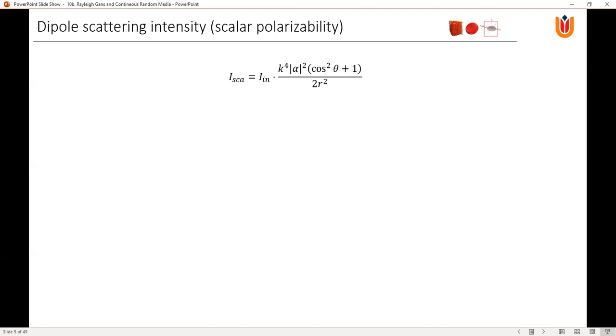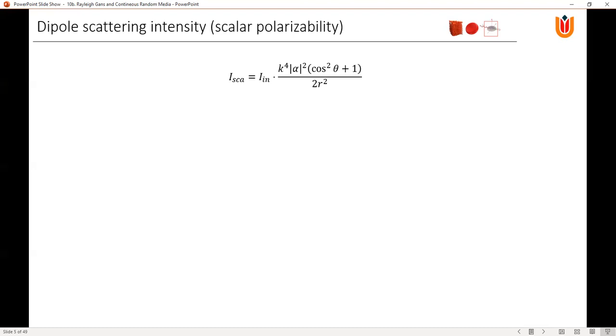Intensity as a function of distance r scales with 1 over r squared. It's a sphere, a spherical outgoing wave. So you have a small particle here and that scatters. It's a spherical outgoing wave.